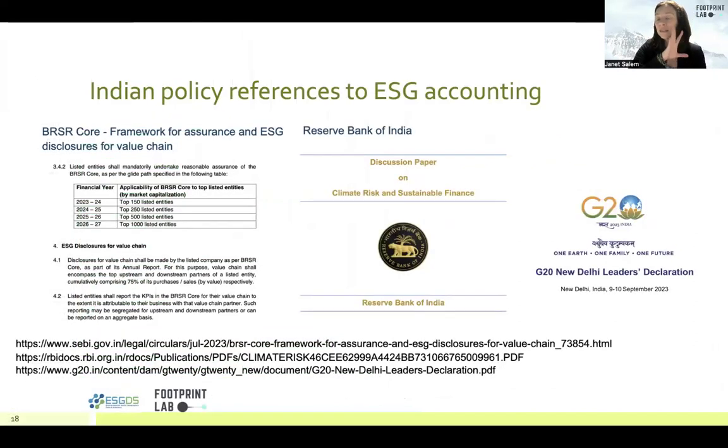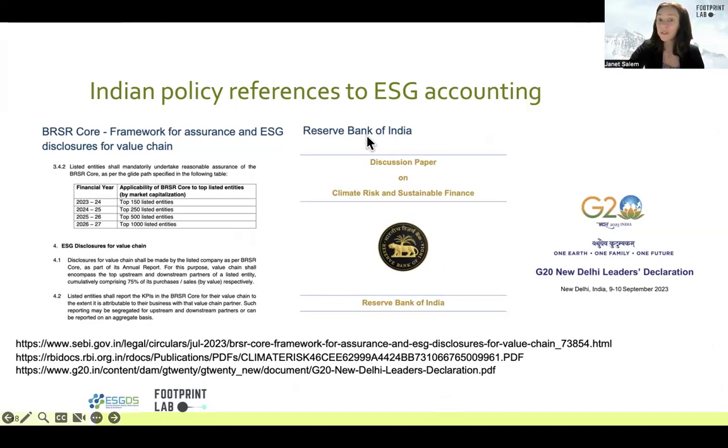Now, last time in session 1, I talked about Indian policy references to ESG accounting because we had been a bit focused on India. But I know you work in multiple countries. Now, the most key thing is the BRSR Core Framework for Assurance and ESG Disclosures for the Value Chain, which says that in a staged introduction, companies will need to disclose on the ESG of the value chain, not only your own operations, but also the suppliers and the suppliers of the suppliers and so forth. And they're saying this should cover 75% of purchases.